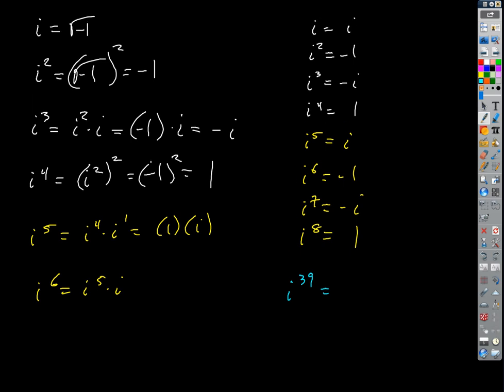So i to the 36, that's an even multiple of 4, right? Anything to the 4th is just 1. So it's like we're starting over right there, right? So whatever the remainder is of this power of i, that's just how far we walk down from the top. So if it was 40, it would be 1. It'd be 1. Yeah. Exactly.